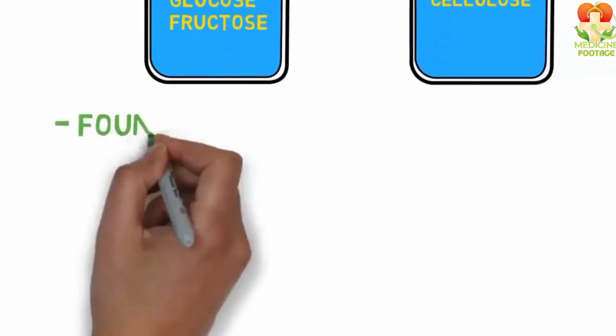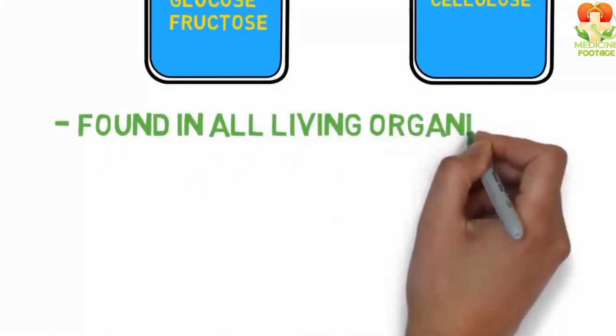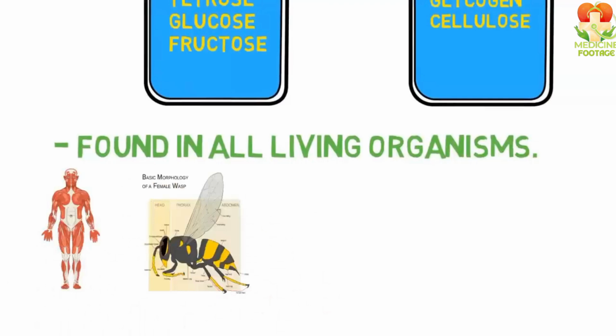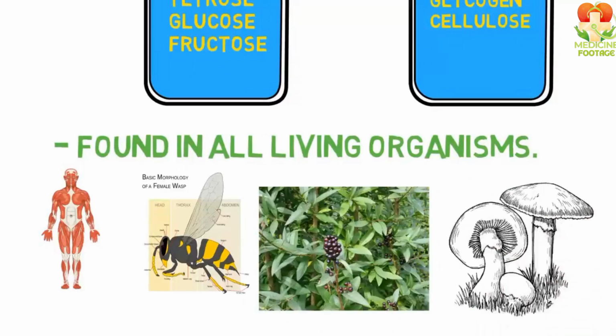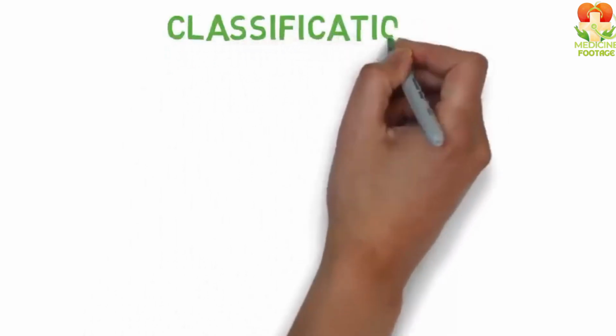Carbohydrates are found in all living organisms in the world. Did you know that carbohydrates are an energy source? We need to consume them for energy. They are present in humans, animals, plants, and even in fungi. Now, let's move on to the classification of carbohydrates.